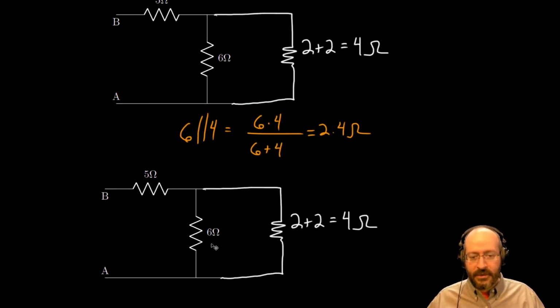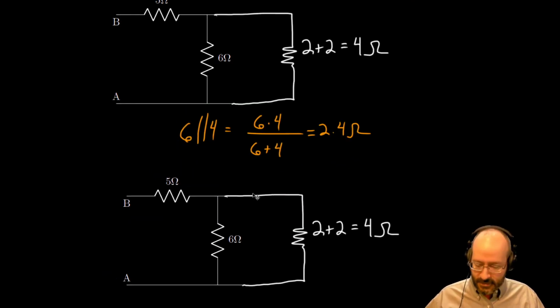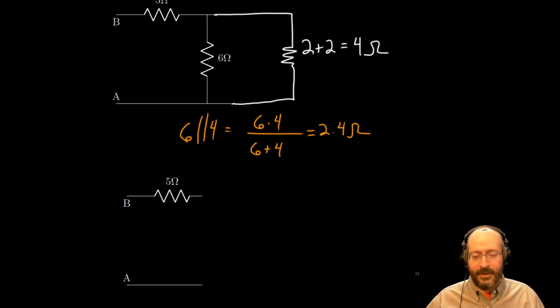We redraw the circuit. We erase the two that we've combined. This is getting a bit silly, isn't it? Come on. Selection tool is a little finicky, apparently. There we go. There's not much left in the circuit.